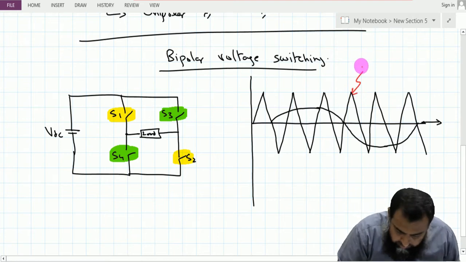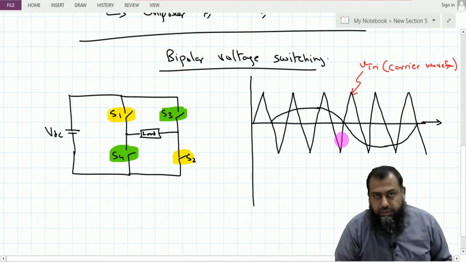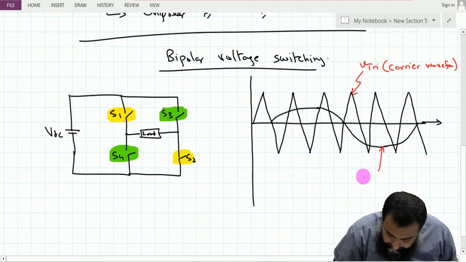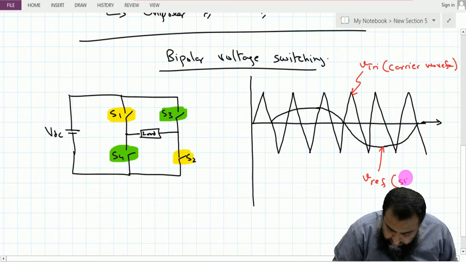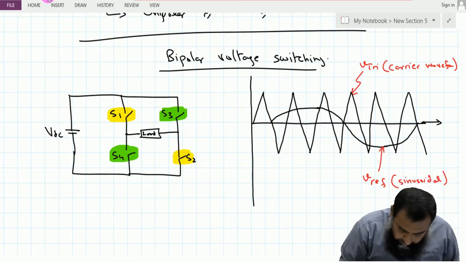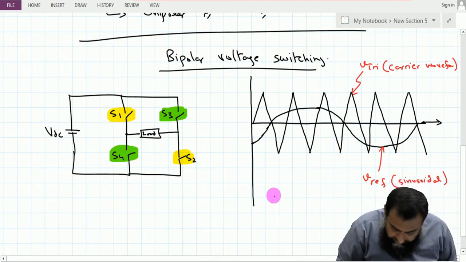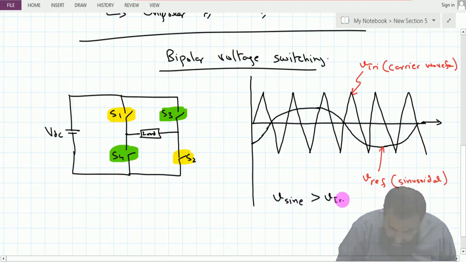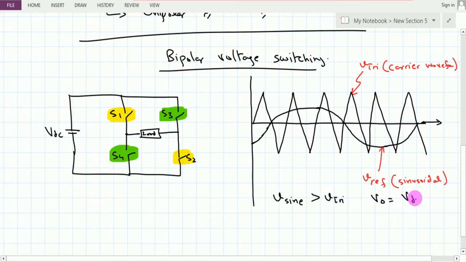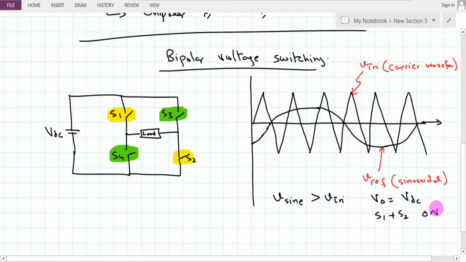This one is the V triangular or the carrier waveform. Its frequency is higher than this reference waveform, which is a sinusoidal waveform. So this one is the V reference, which is actually a sinusoidal waveform with much lower frequency compared to this carrier waveform. So the switching logic is very simple. If this V sine is greater than this V triangular, then the output voltage V naught is equal to VDC. And this implies that we have to turn on the switches S1 and S2 at that particular time instant. So S1 plus S2 are on during this first logic.